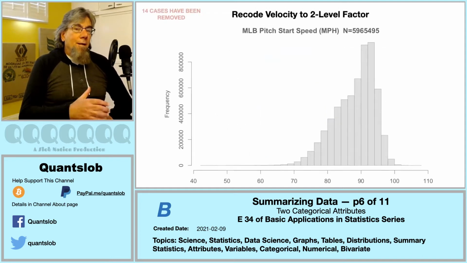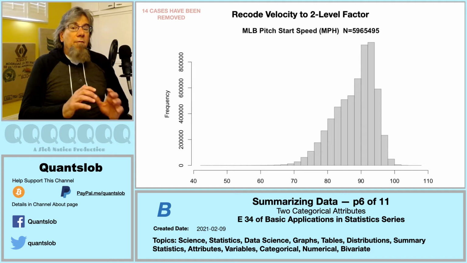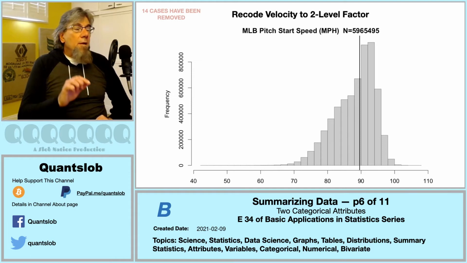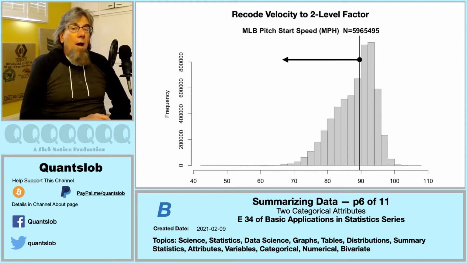Now, next thing, we're going to create another 2-level factor, and this time from our numerical attribute pitch start speed, or simply velocity. We're going to do this by splitting at the median value, 89.5 miles per hour. Pitches whose velocity is 89.5 miles per hour or less, we're going to categorize as low velocity. Those whose velocity is greater than 89.5 miles per hour, we're going to categorize as high velocity.